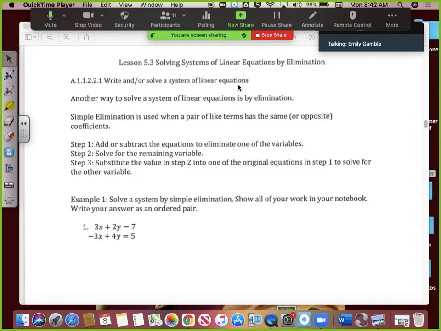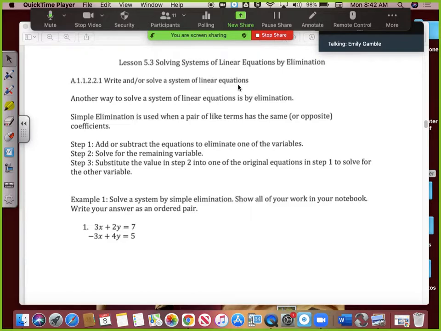Alright, so today we're going to be looking at lesson 5.3, solving systems of linear equations by elimination. We already know how to solve systems of equations by graphing. That means taking two equations, graphing them on the same coordinate plane, and then visually looking for the point of intersection, where those two lines cross. That is the solution, and you can find it with graphing.